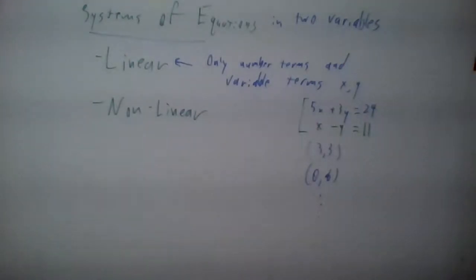So we're looking at, algebraically, how can I find a solution that works in both of these equations? If both of those are true, then what can I do with that to try to find the x and y that make that thing work? Solving that means finding the ordered pair that makes both of those things work.